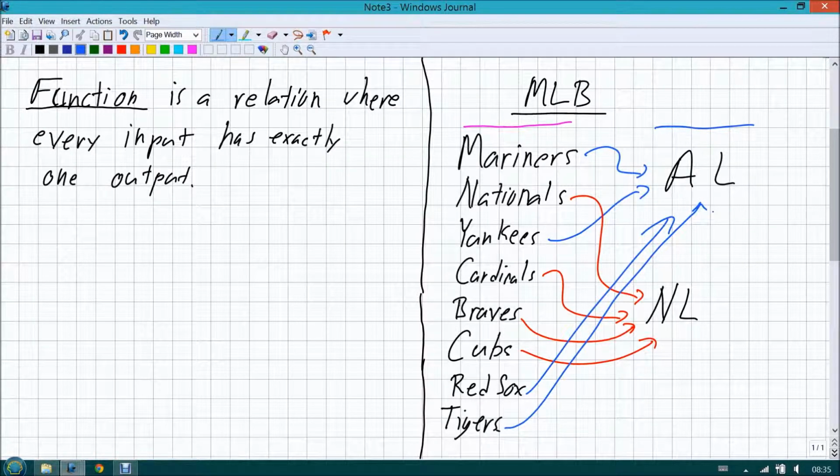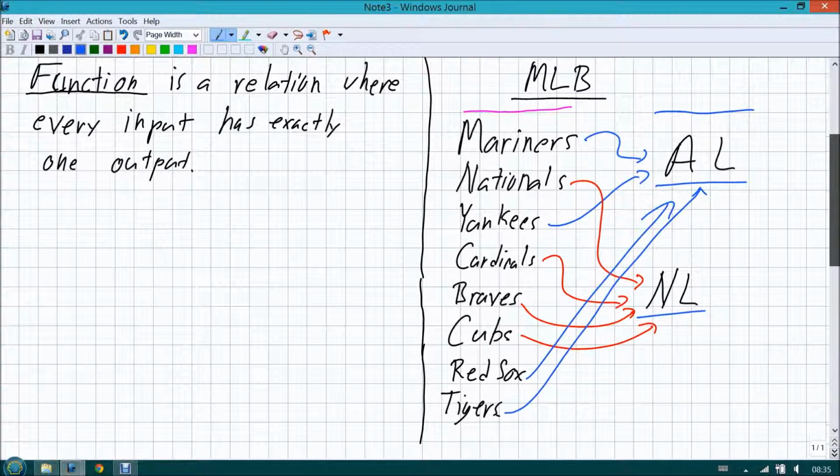So what we have is we have 8 inputs: Mariners, Nationals, Yankees, Cardinals, Braves, Cubs, Red Sox, Tigers. And we have 2 outputs. We have American League and we have National League. But if you'll notice, every input goes to either the American League or the National League, but never both at the same time. What this tells us is that every input has exactly one output. That means this is a function.